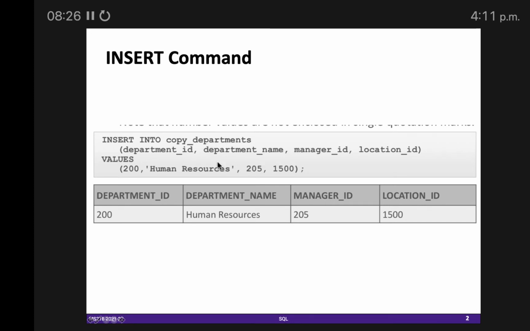Even sometimes, if we don't want to add location ID at the moment, for example, we don't know it or something, then obviously we will be writing only 3 attribute names here and providing only 3 values. But in this case there are 4 attributes, so we have to provide 4 exact match values. Like first one should be department ID, second one department name, human resources, and then manager ID 205 and location ID 1500. So same sequence, same order.